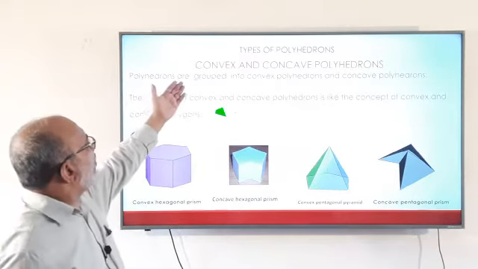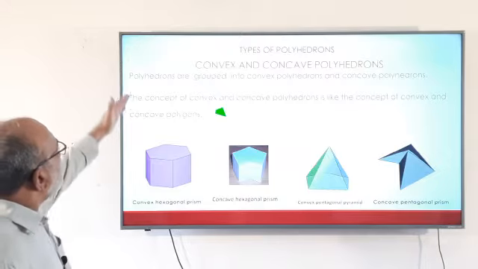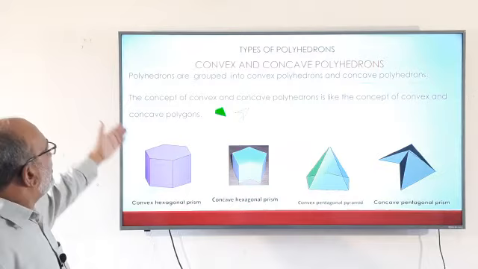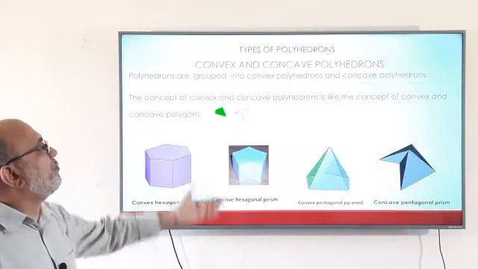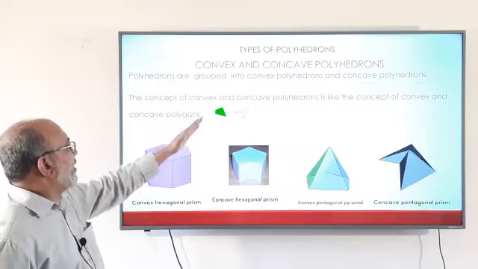We are discussing what convex and concave polyhedrons are. Polyhedrons are grouped into convex polyhedrons and concave polyhedrons. The concept of convex and concave polyhedrons is like the concept of convex and concave polygons.